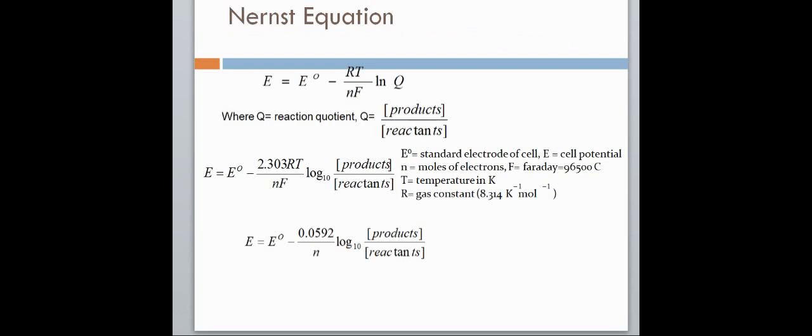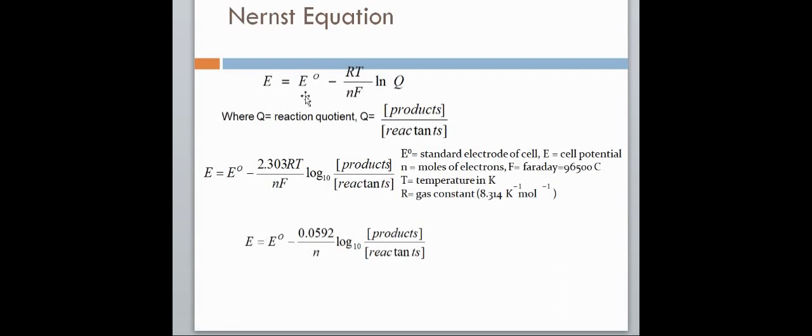There is another very important equation called the Nernst equation. This is something you have to keep in mind because it is a potential question in the board exam. Now what is the Nernst equation? The equation is E = E0 - (RT/nF) ln Q, where ln Q is the natural log. Let's understand what these letters mean.